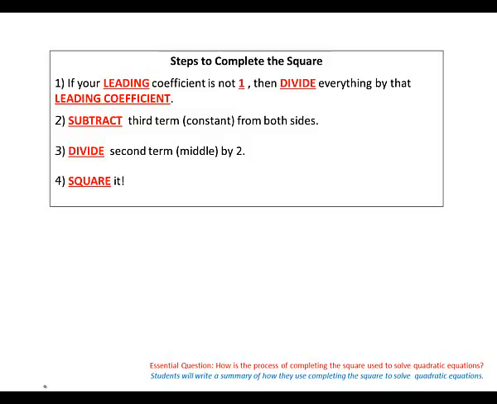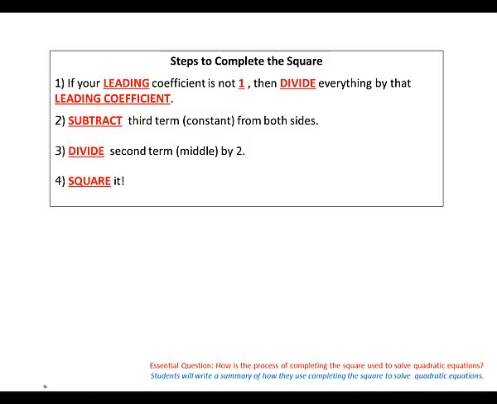Okay, so these are kind of the steps. Obviously, after you square it, you've got to solve it. Once you square it, you kind of have finished completing the square, and then you use your other algebra methods to solve. So, we haven't seen one yet where the leading coefficient is not 1. If it is not 1, then you divide everything by that leading coefficient. We'll get to one of those, okay? I want to work up to that point.